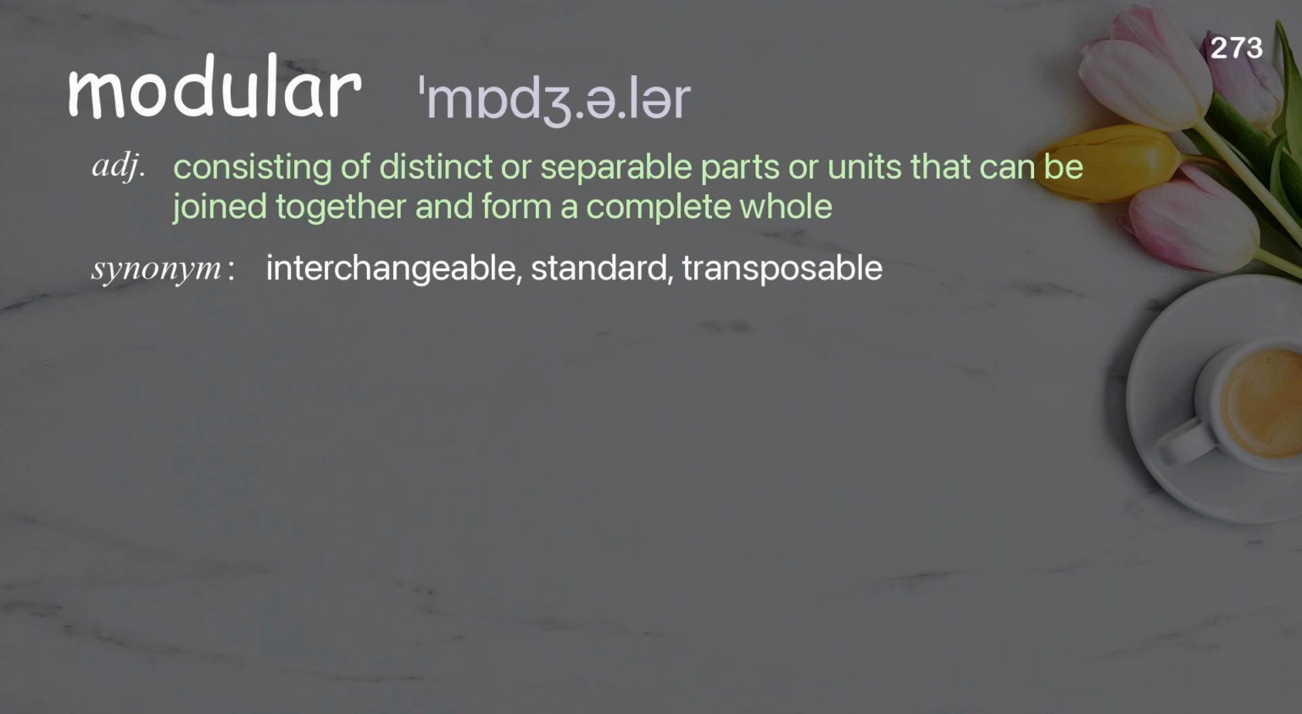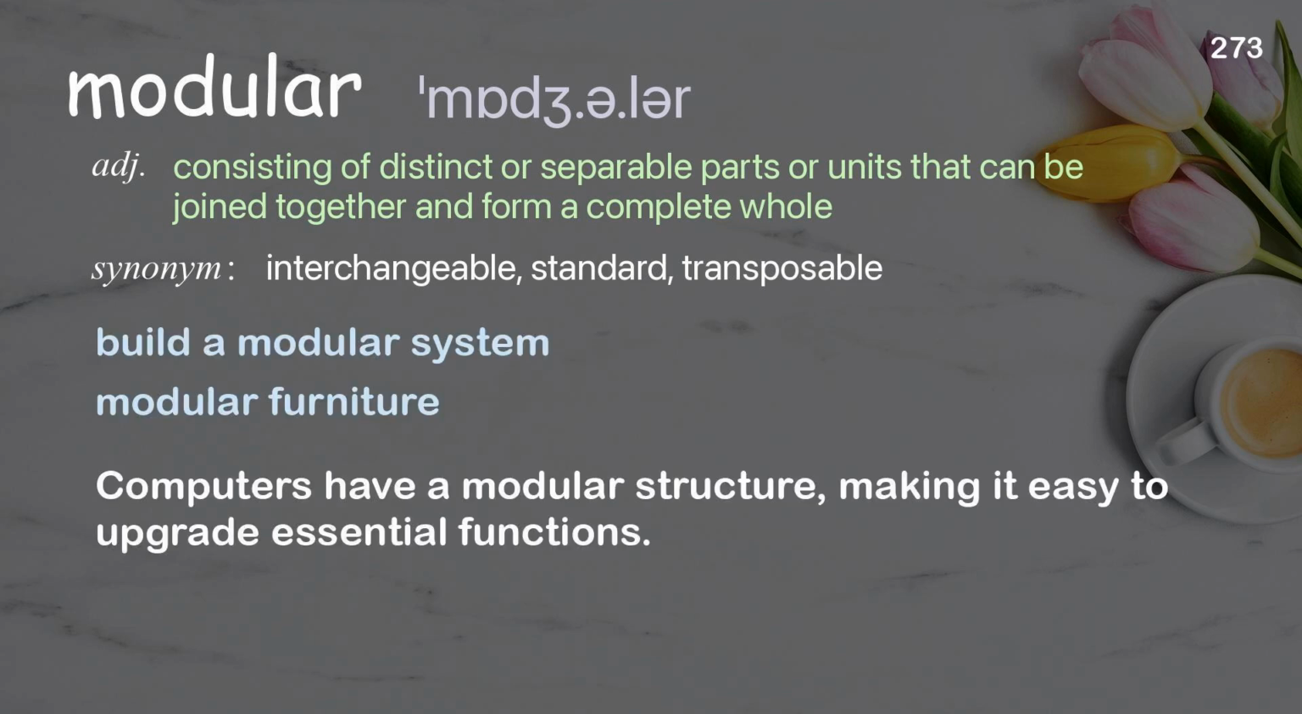Modular. Consisting of distinct or separable parts or units that can be joined together and form a complete whole. Examples: build a modular system. Modular furniture. Computers have a modular structure, making it easy to upgrade essential functions.